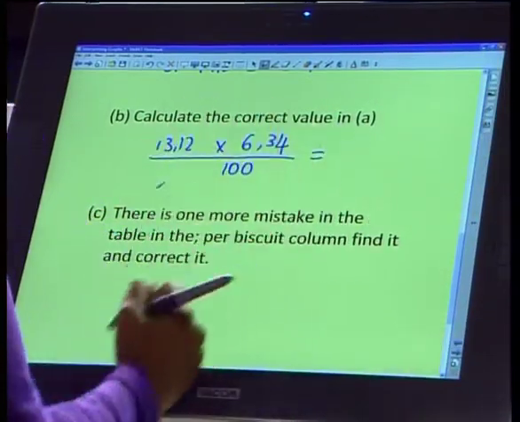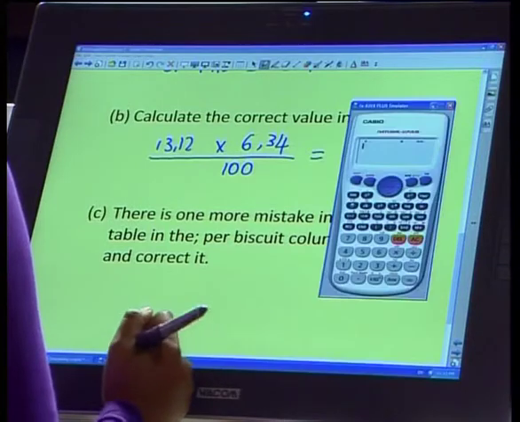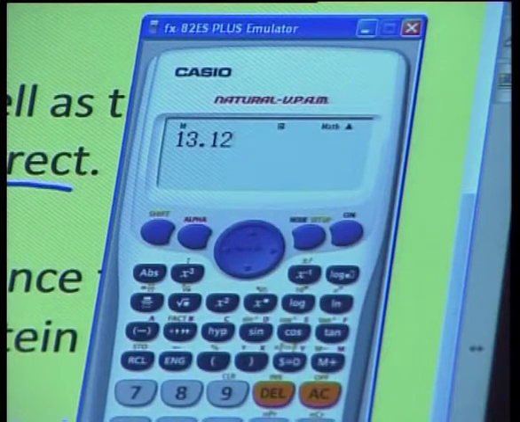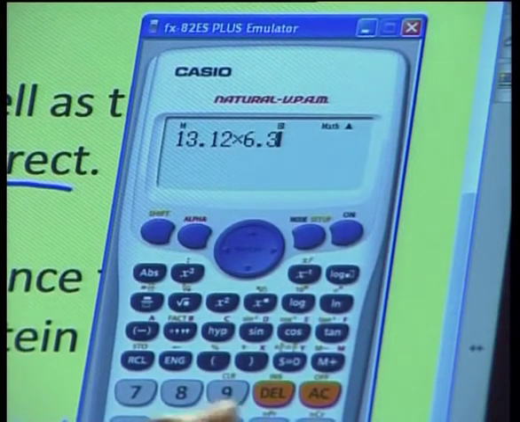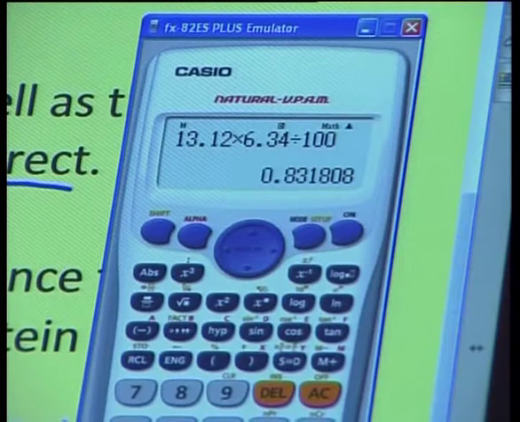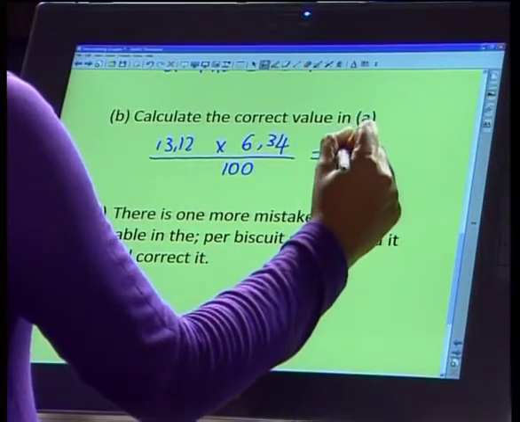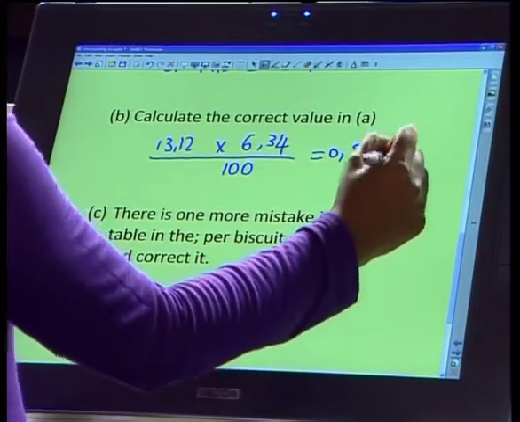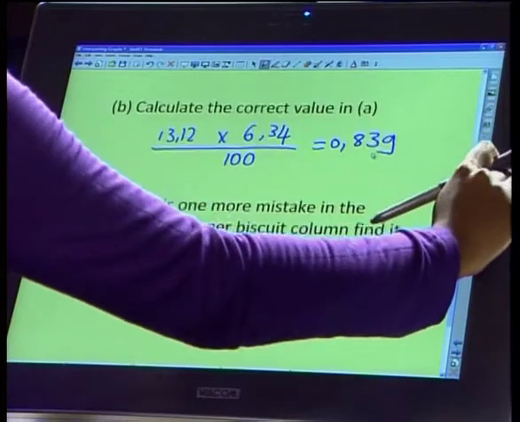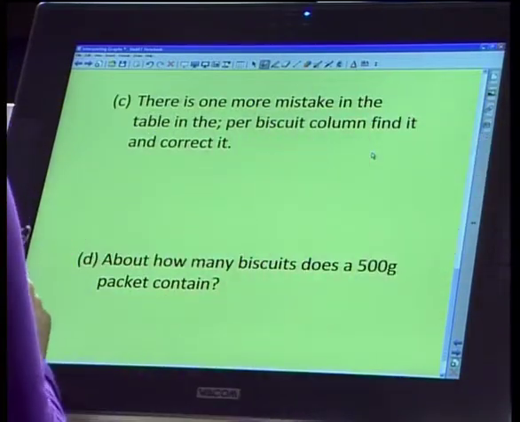And then we can put that into our calculator. So let's call up a calculator. So we're going to have 13.12 times 6.34 divided by 100, and that will give us an answer of 0.83 grams. Okay, if we round that off to 2 decimal places, that will be 0.83 grams, which makes much more sense for this to be in the correct proportion that it is for the packet. All right, part C.